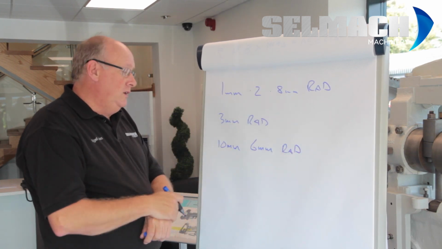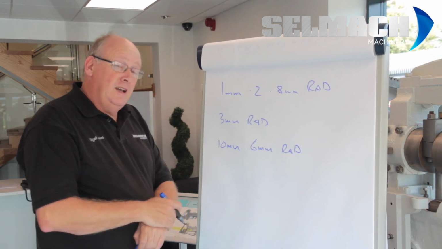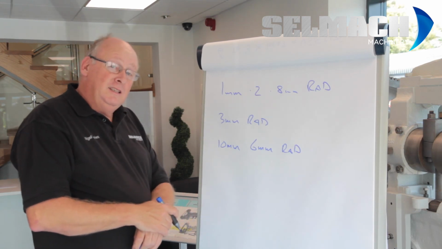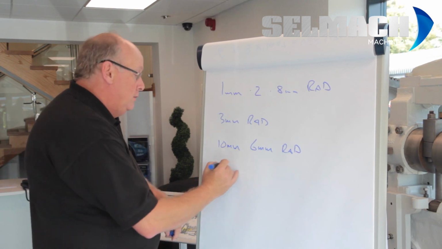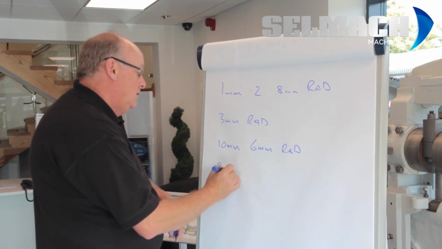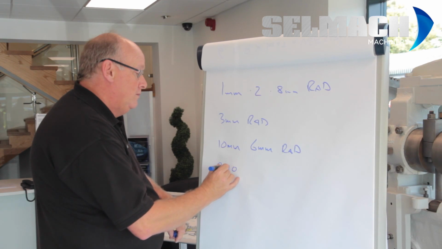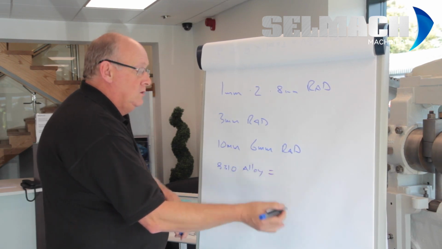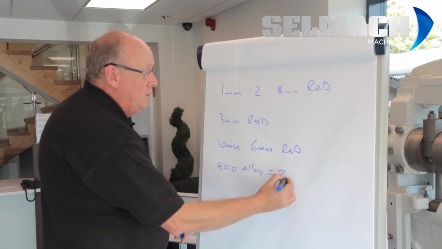Now, if you're folding, let's say 8 millimeter or 10 millimeter aluminium, you're going to need at least a 24 millimeter. So 8 to 10 in alloy equals at least 24 mm.